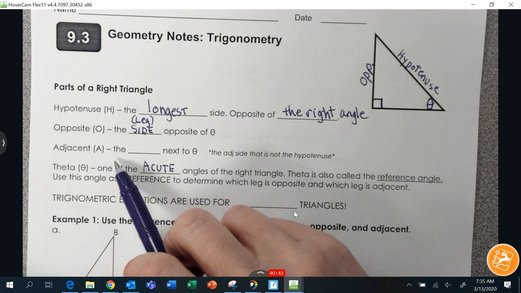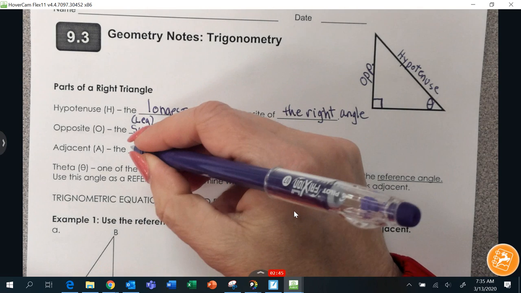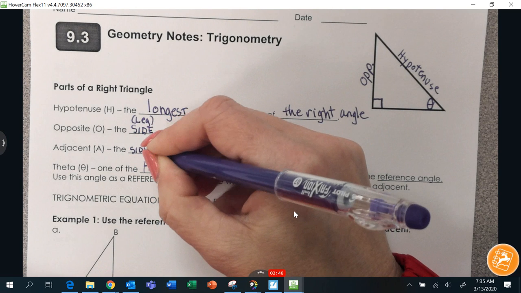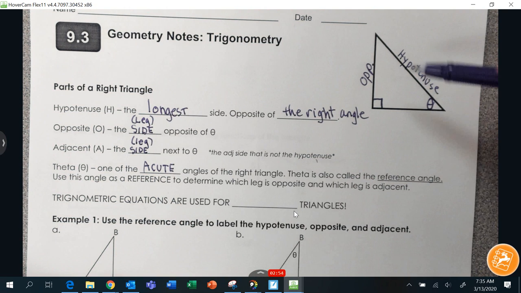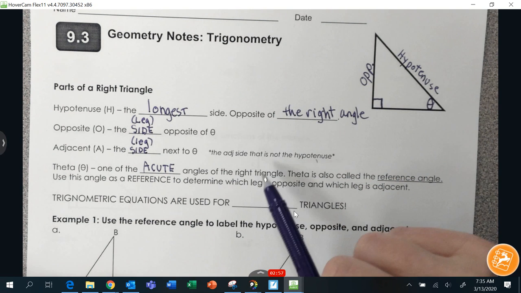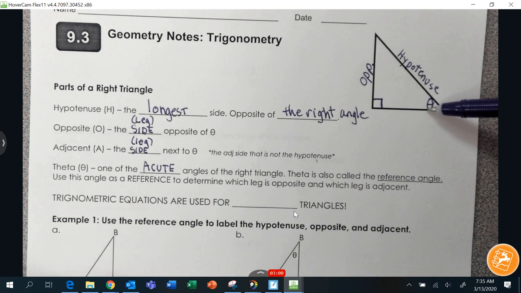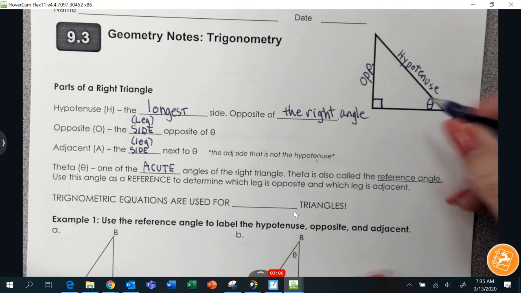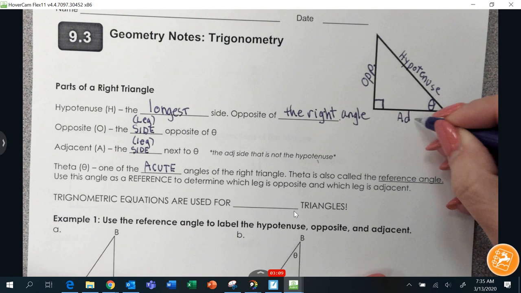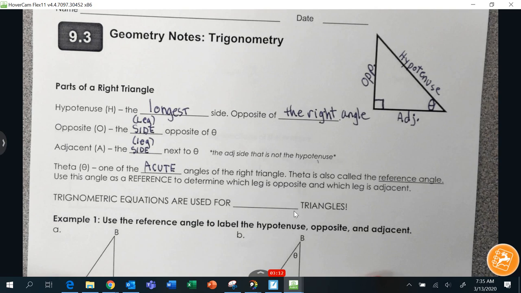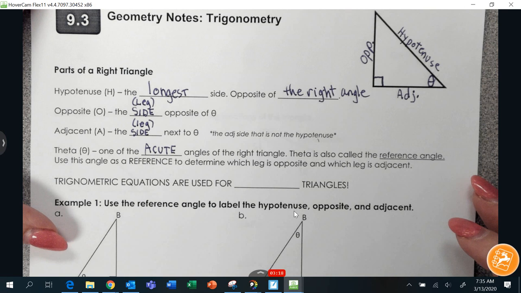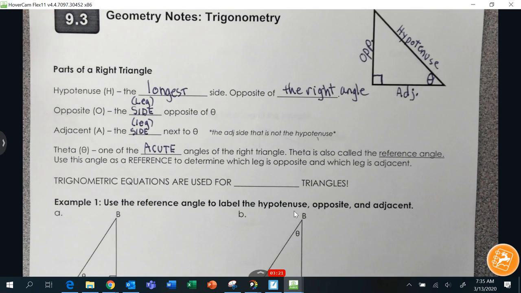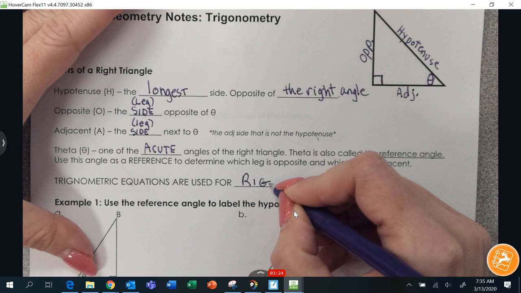The adjacent side is the leg next to theta or the side next to theta. It's either the leg or the side, both mean the same. Note that the adjacent side is not the hypotenuse. So we've got theta right here, and theta has two sides. One of them is the hypotenuse, the other one is the adjacent, A-D-J-acent. Trigonometric equations are used for right triangles.